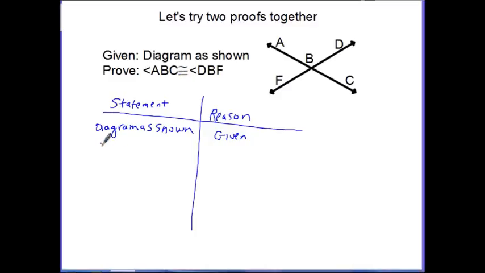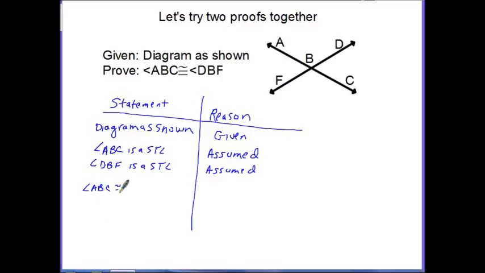So here we go. Angle ABC is a straight angle. The reason? It's assumed from the diagram. Angle DBF is a straight angle, also assumed. And last but not least, we can use that theorem to jump into our proof. Angle ABC is congruent to angle DBF. The reason? If two angles are straight angles, then they are congruent.